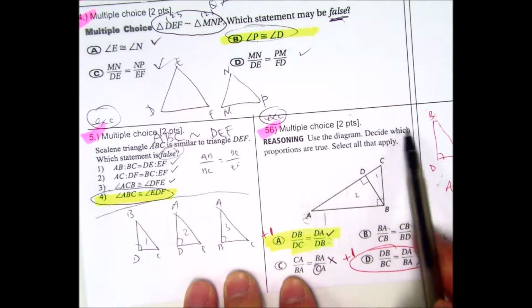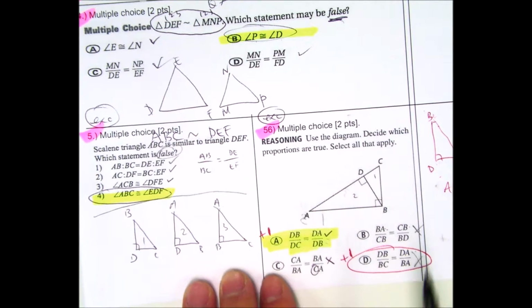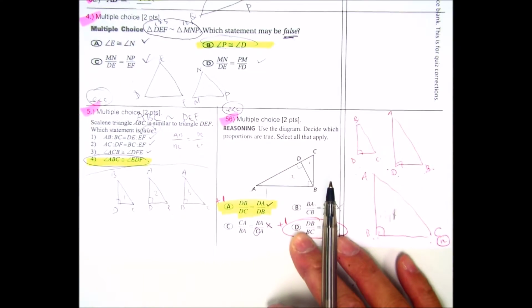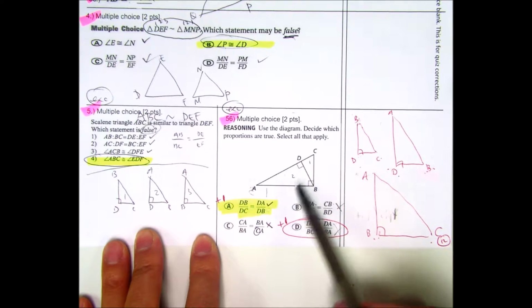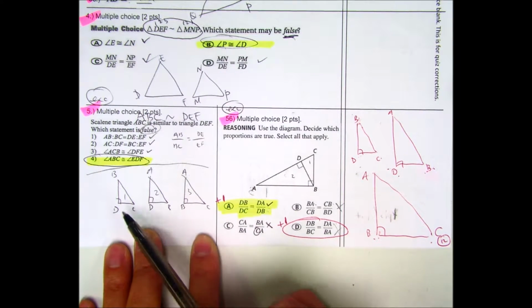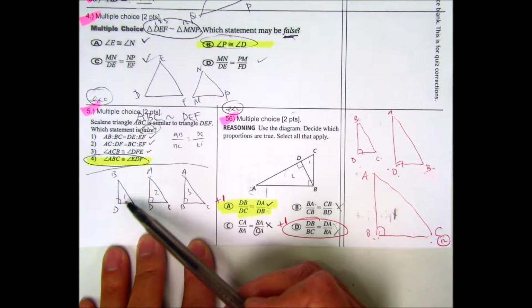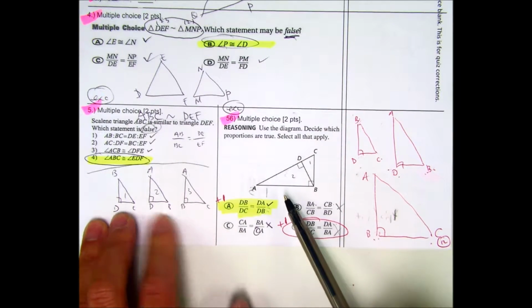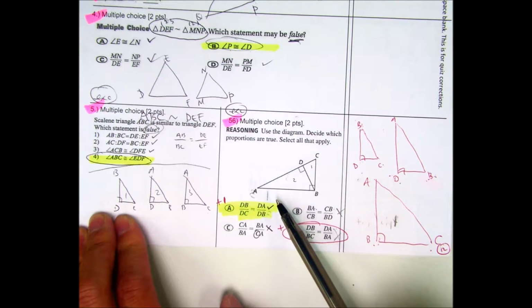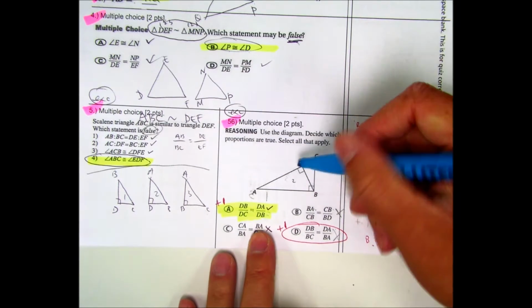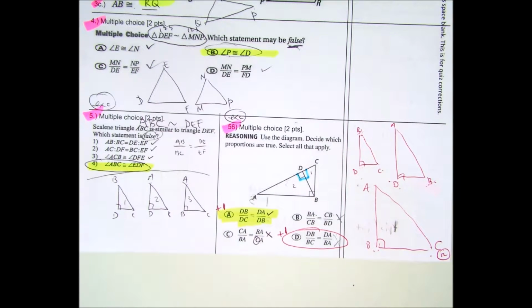Reasoning. Use the diagram, decide which proportions are true, select all that apply. Here you guys can see that I actually just redrew the triangles. There's 3 triangles, 1, 2, and then the big one. Now, notice the key part to redrawing your triangles is they're all in the same direction. The easiest reference point is your right angle. Remember, you can extend this right angle right here. So that's a right angle for both of the triangles.